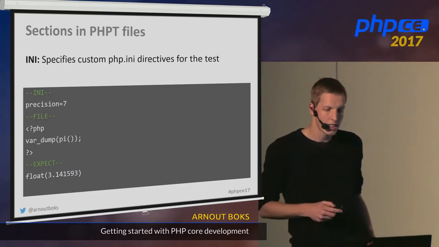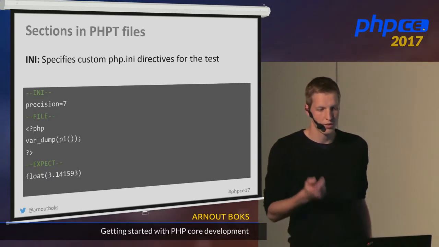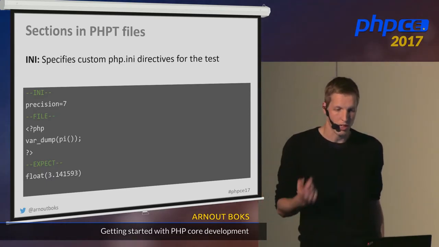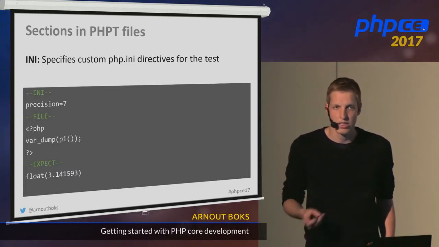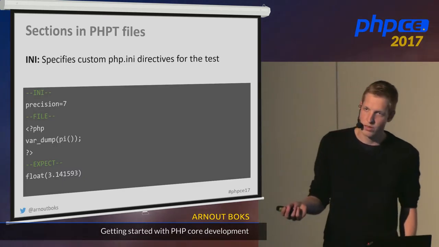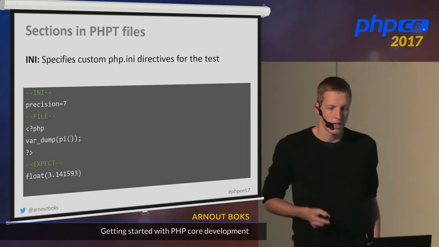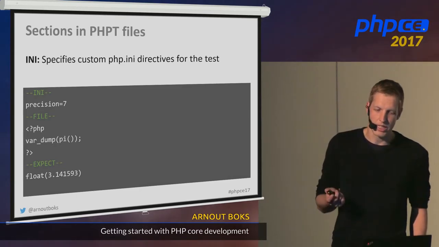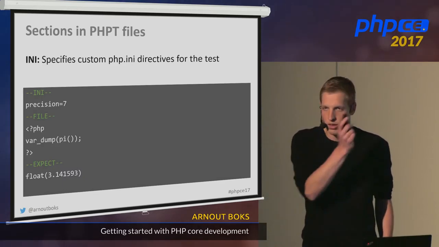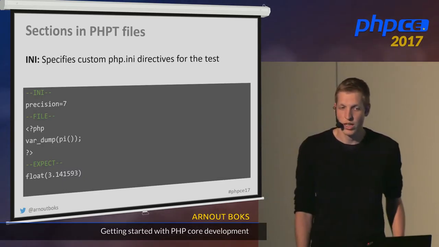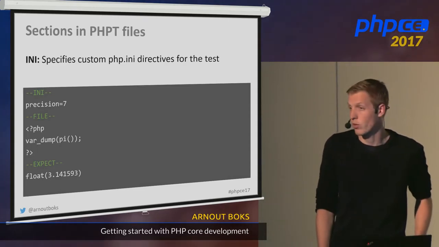There's also an INI section, which specifies custom configuration directives for PHP to run when running the tests. So we can set the precision to 7, which has to do with the representation of float variables. And if we then var_dump pi, the pi should be printed with exactly 7 digits. If we were not to set the precision to 7, we could get pi printed with another number of digits. So the test might fail, which was not what we intended.